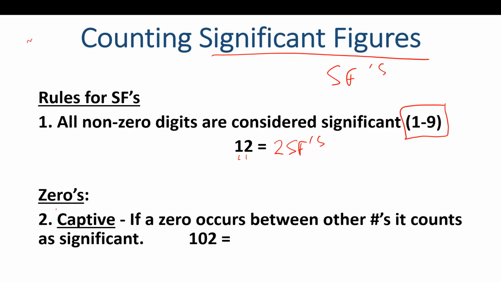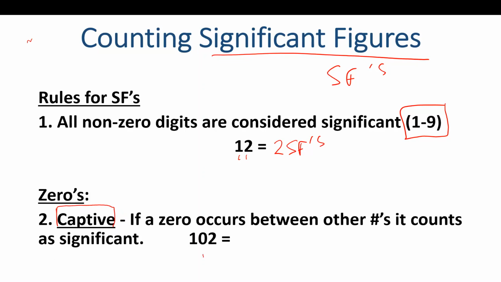If I go to the zeros, our rules get a little more complicated. So I'm going to start with the easy rules, and then I'll go to the more difficult rules for the zeros. And I give them funny little names to help us memorize the rules a little bit better. So the first type of zero I want to talk about is the captive zero.